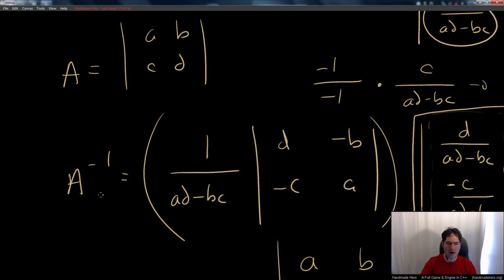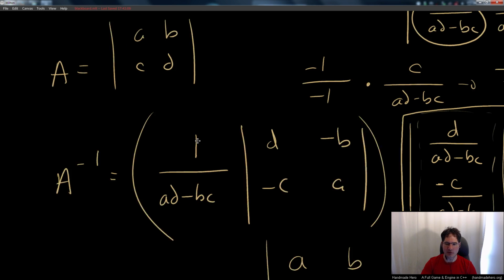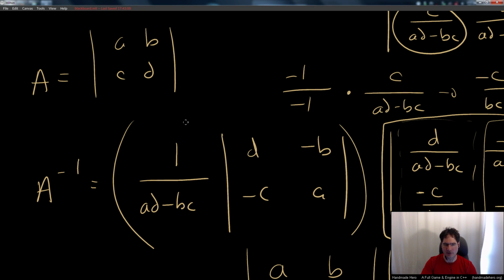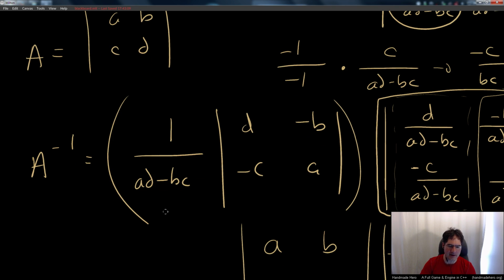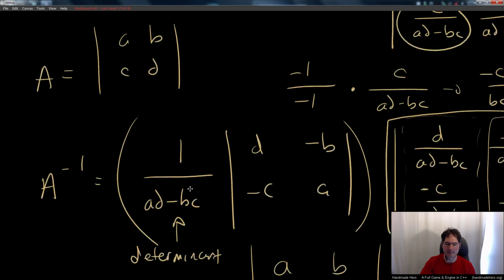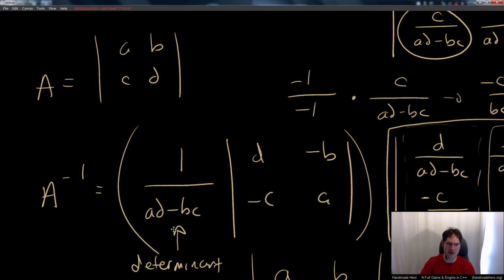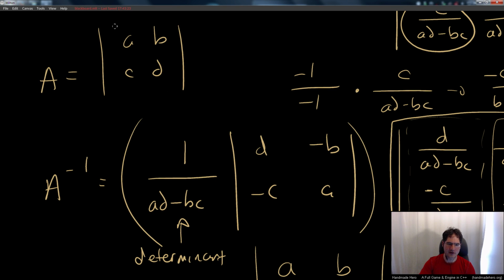Well, what we can look at when we see this is you can see very quickly now that if you just wanted to remember in your head how to invert a 2D matrix, it's actually pretty easy to remember. This guy right here has a special name that we won't go into too much detail, but this is the determinant. And the determinant of a 2D matrix is just the product of the diagonal minus the product of the counter diagonal, right? So it's AD minus BC.